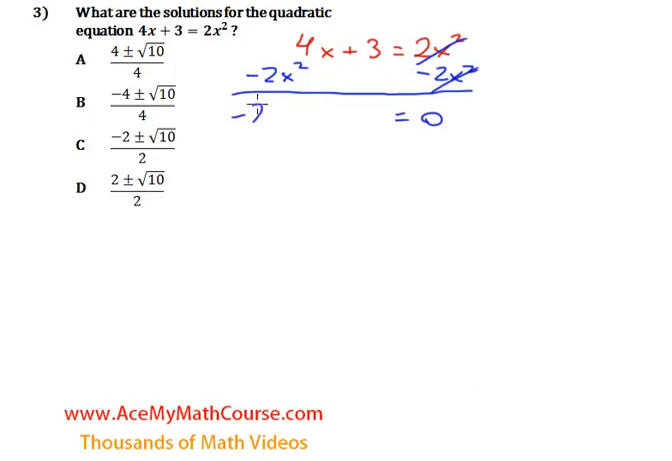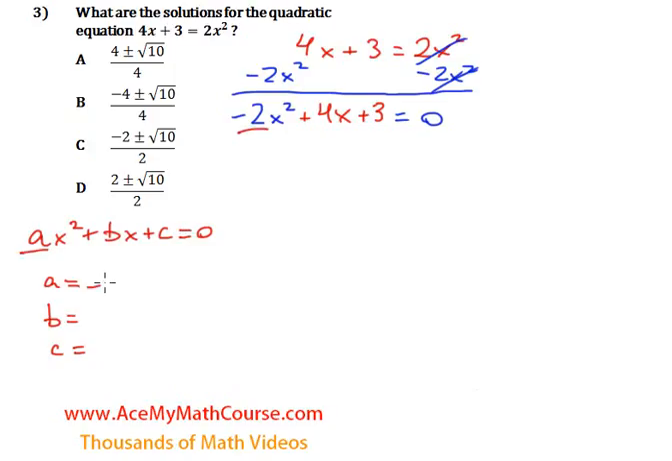Then I can bring down the 2x squared, rather than negative 2x squared, and the 4x as well as the 3. Okay, now we have the equation in this format, ax squared plus bx plus c equals 0. So we can use the quadratic formula to solve for x. So a is negative 2, b is 4, and c is 3.